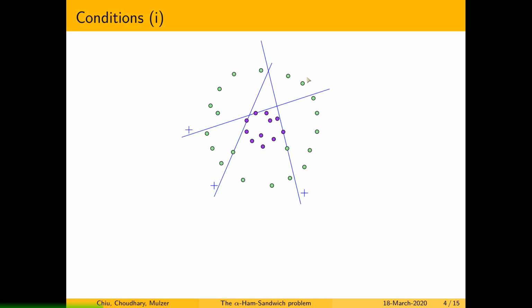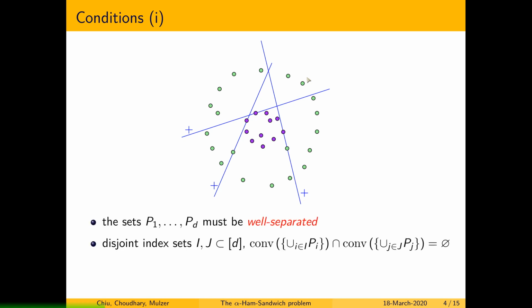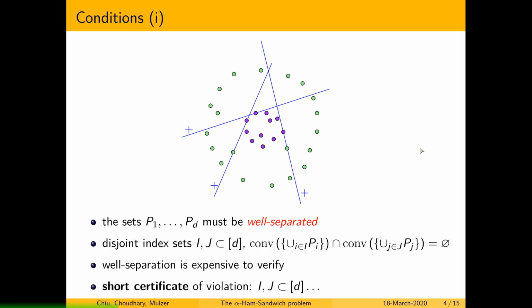So the first condition is that the point sets must not look something like this, but that they should be well separated. What this means is that for any subset of colors, the points of that color should be strictly separated from all the other points by a hyperplane. This is unfortunately very expensive to verify, but there is a short certificate that witnesses this violation. It is simply a partition of the colors that is not well separated.